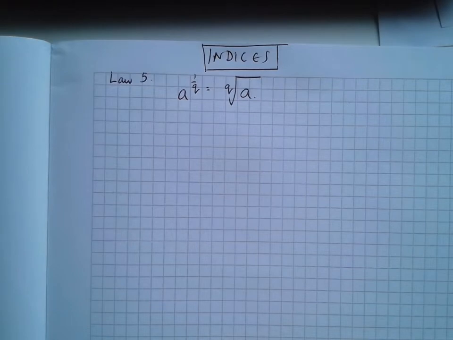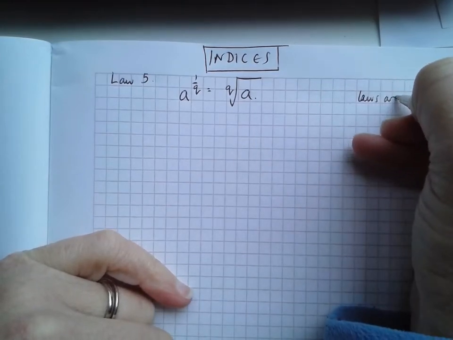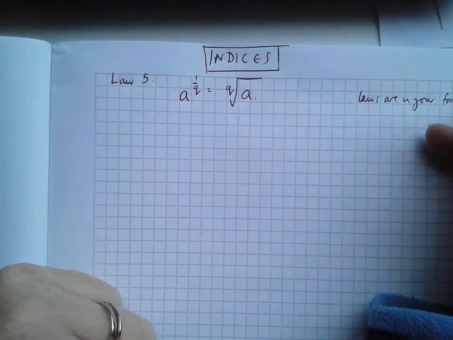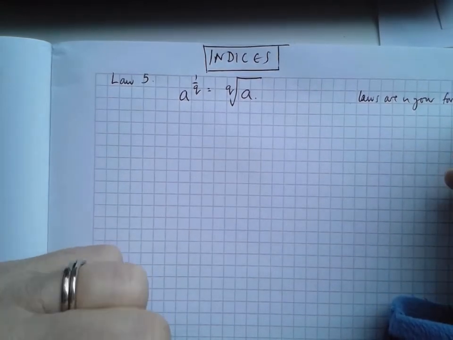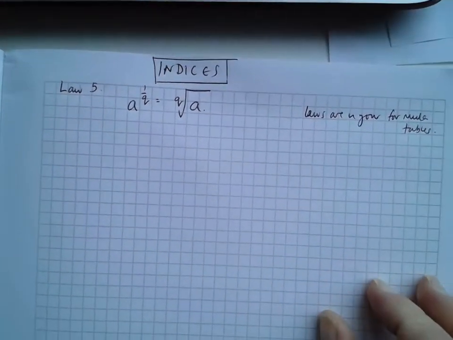So we've got 5 laws to look at today. The first 2 laws are particularly challenging, so we're going to take a bit more time on those, and we'll try and work out what they're saying. Don't forget, these laws are in your formula tables, so you don't have to learn them. If you do become so familiar with them that they're easier to use, that's great. But if you don't, worry not, they're in your formula tables.